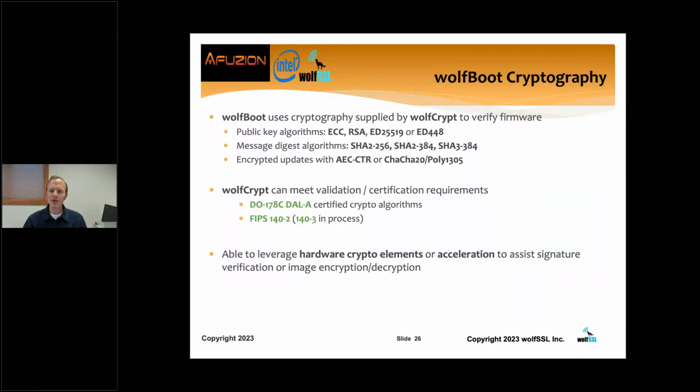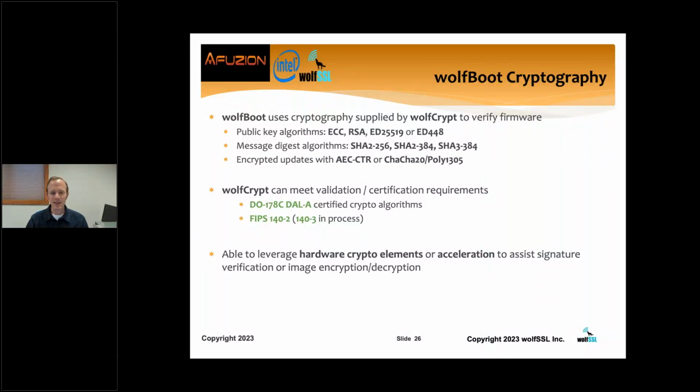So I mentioned by default, wolfBoot uses wolfCrypt underneath for cryptography operations. And we use these in a couple of primary key areas. So we use public key algorithms for verifying the image. We can use ECC, RSA, ED25519 or ED448. We've also got some experimental post-quantum crypto that we're playing with internally. We use message digest algorithms like SHA-256, SHA-2 and SHA-3. And then if you're doing encrypted updates, you can use AES counter or ChaCha20-Poly1305.